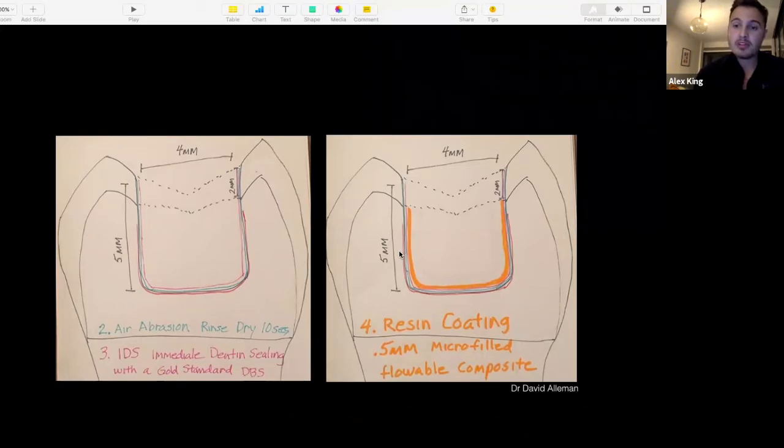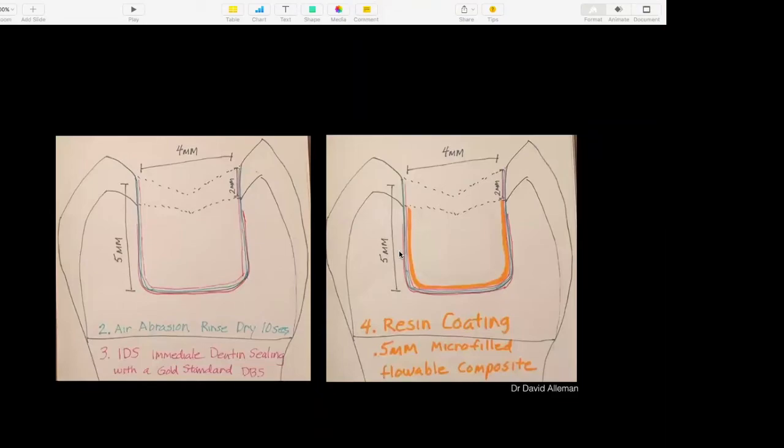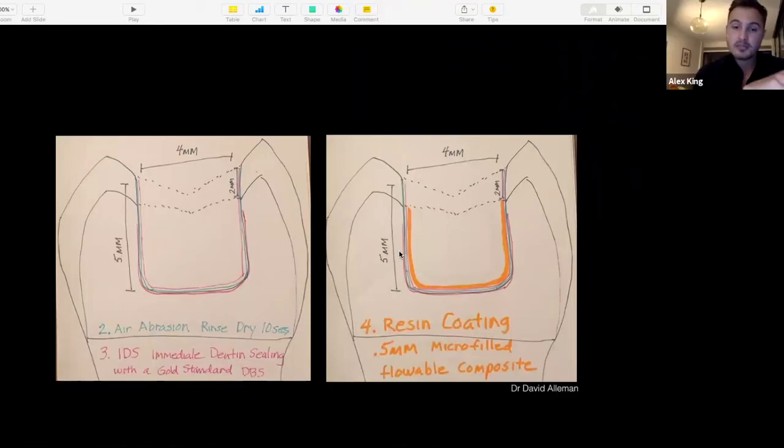We air abrade with the 28 micron air abrader, if we have it, and rinse for 10 seconds. And we air abrade the enamel and the dentine. What we then do is our immediate dentine seal with our gold standard bonding agent on all our dentine and enamel, and cure it with our slow cure, 20 seconds slow, and then dark, and then another cure, okay?